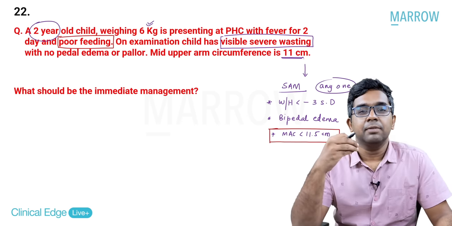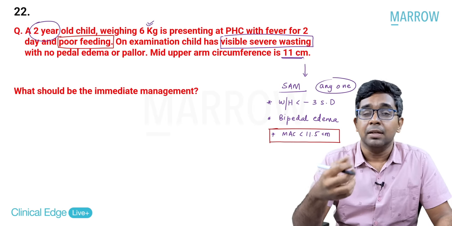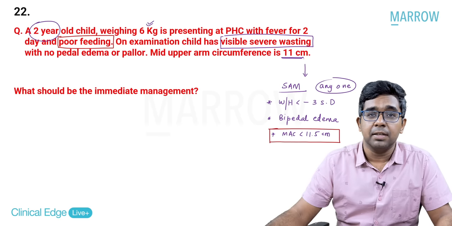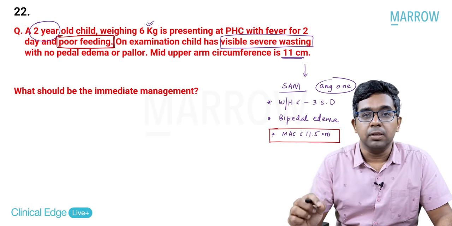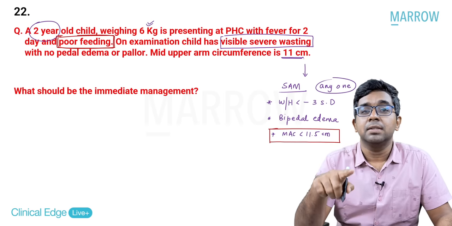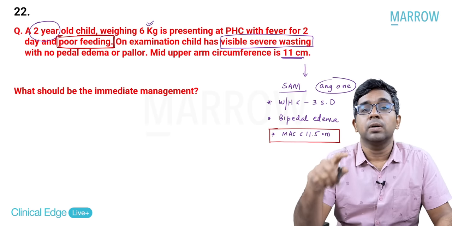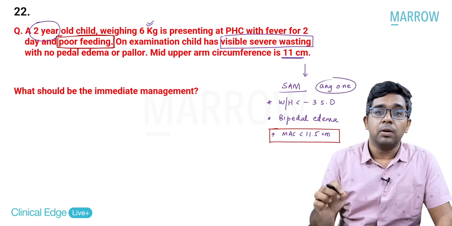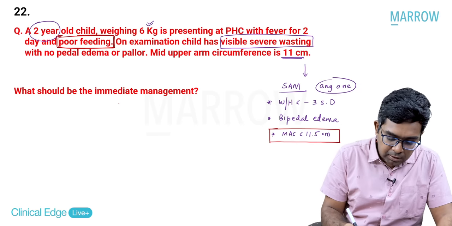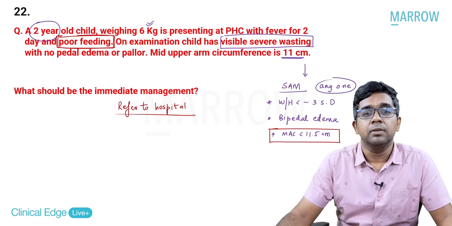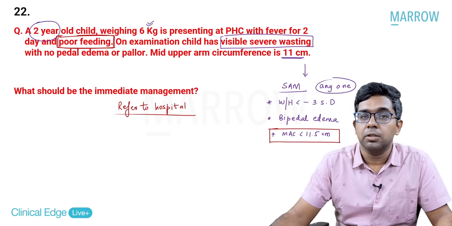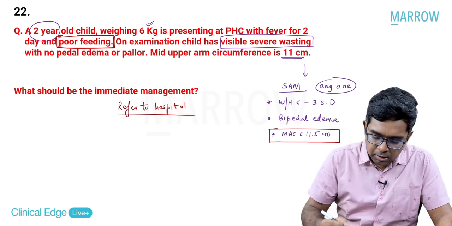Remember, if the child is having adequate feeding or a good appetite, then we can manage the child at the PHC level itself. But this child is having poor feeding, which is one of the points that tells you that you cannot manage this child in the PHC, and this child requires hospital admission. So from a PHC, I have to immediately refer the child to a hospital setting. Okay, that should be the initial management. Any further management has to be done after inpatient admission in the hospital only. Okay, look at the next part of the question.